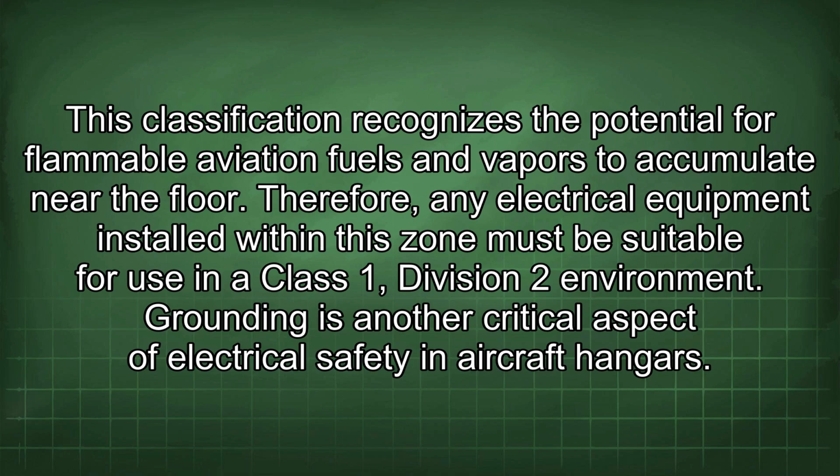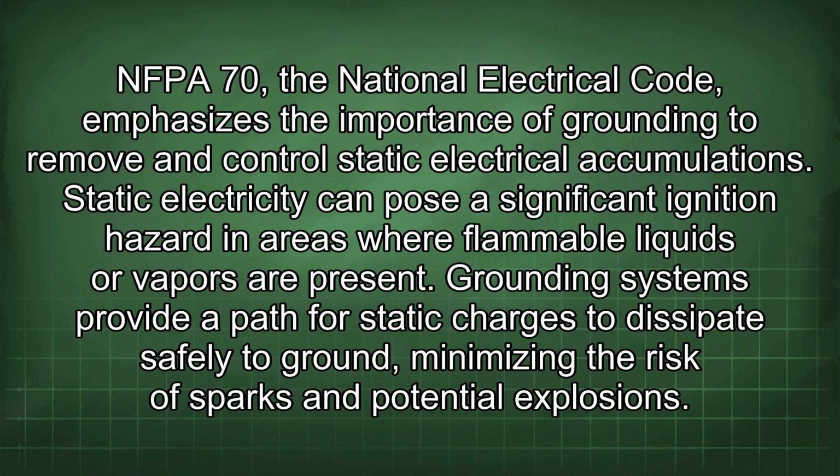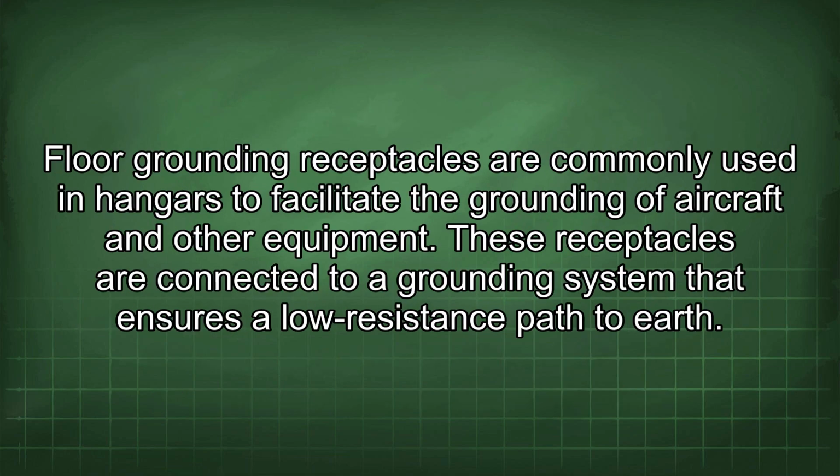Grounding is another critical aspect of electrical safety in aircraft hangars. NFPA 70, the National Electrical Code, emphasizes the importance of grounding to remove and control static electrical accumulations. Static electricity can pose a significant ignition hazard in areas where flammable liquids or vapors are present. Grounding systems provide a path for static charges to dissipate safely to ground, minimizing the risk of sparks and potential explosions. Floor grounding receptacles are commonly used in hangars to facilitate the grounding of aircraft and other equipment.